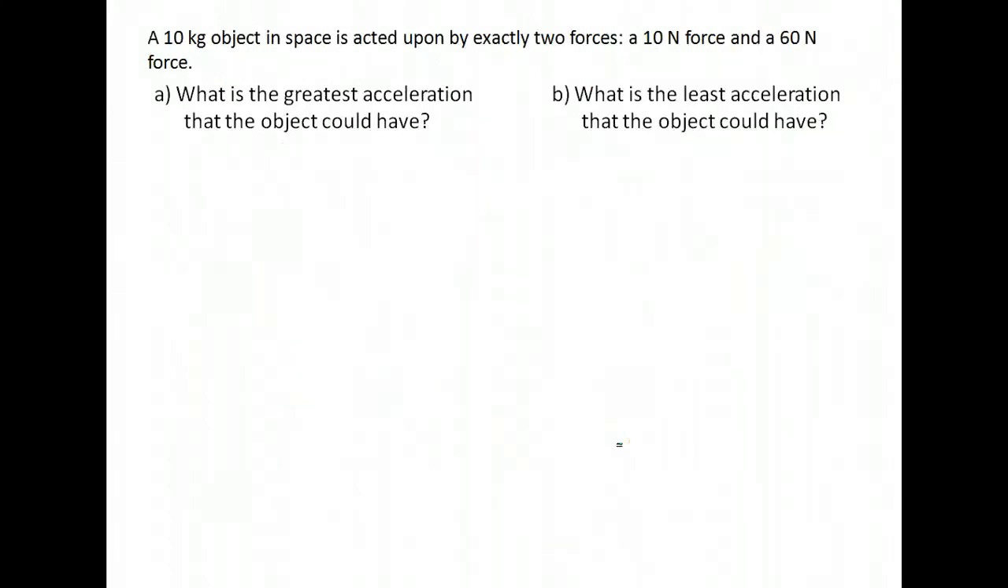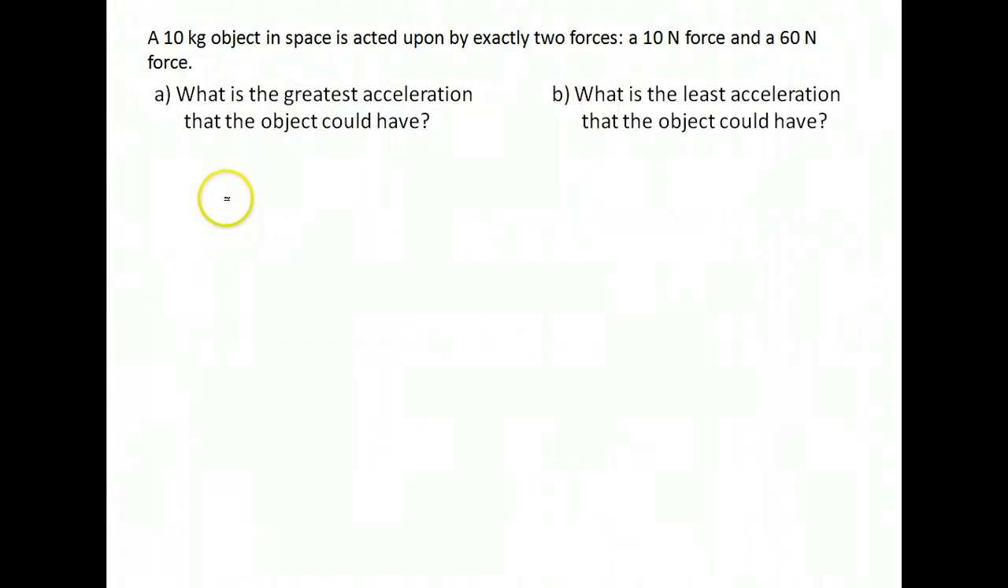Alright, now let's look at number 9. Number 9 says a 10 kilogram object in space is acted upon by exactly 2 forces, a 10 newton force and a 60 newton force. It doesn't give us the directions here, so we need to read a little bit further to try and figure out some more information. What is the greatest acceleration that the object could have? That's what A says, and B says what's the least acceleration it could have?